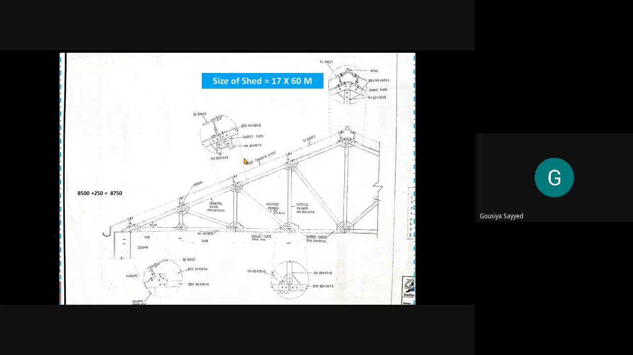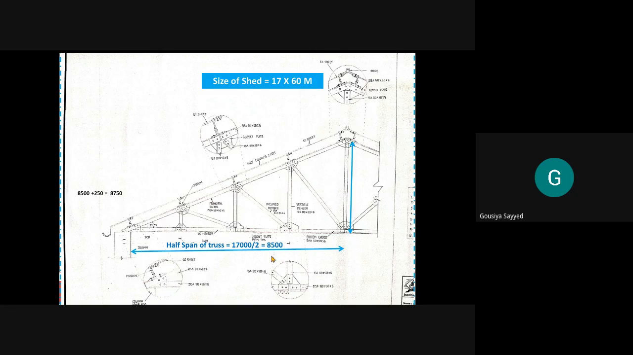Here the sheet is drawn for a shed of size 17 meter by 60 meter, and here you have to show half truss details, as due to symmetry there is no need to show the full truss. So this is the half span. The total is 17 meter, so half is 8.5 meter.